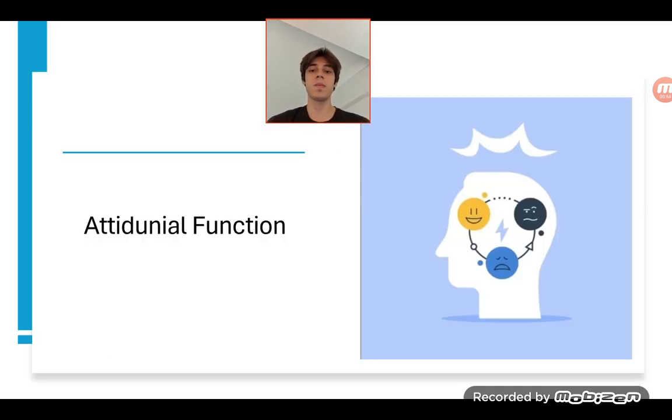Attitudinal function. We use this to convey certain emotions like excitement, boredom, suspense, or anger by delivering our speech in a slow or fast rate. And this suprasegmental feature is called tempo.